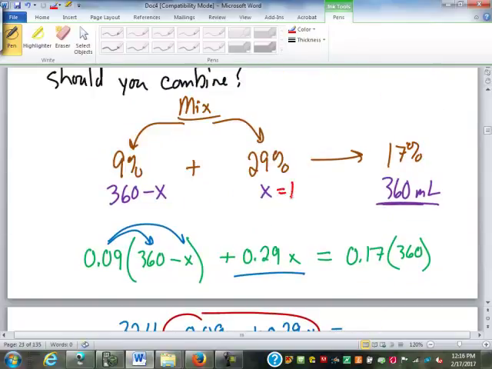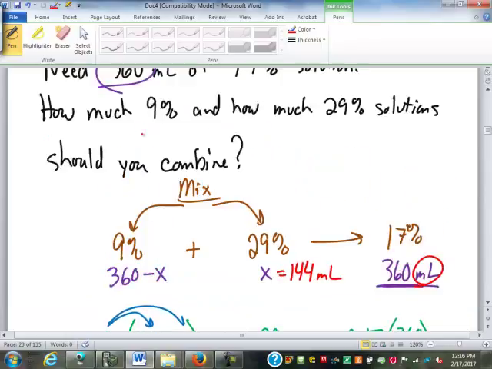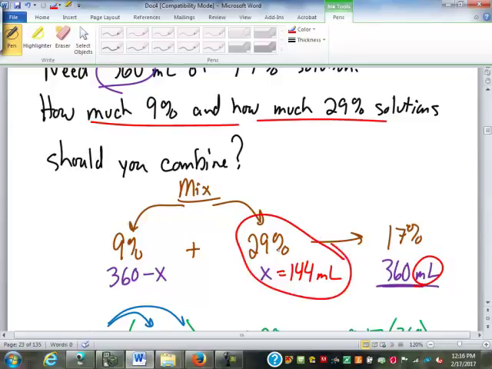X is 144. The units being used were milliliters. But the question was how much of each? So we need the 144 for the 29%. We do 360 minus x, or 360 minus 144, which is going to be 216 milliliters for the 9%.